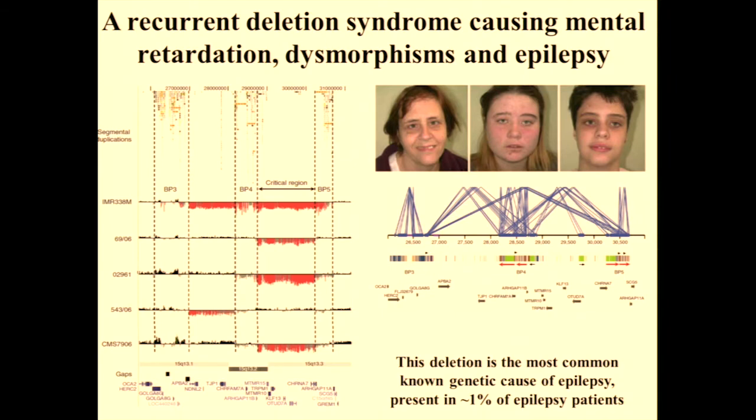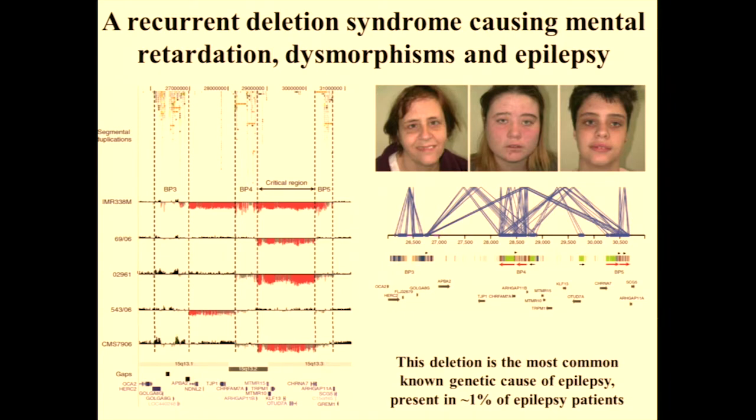This is another way of viewing it. Again, these lines joining pieces of identical sequence. And what I'm showing you here is results of a method called array CGH, where you can look at DNA copy number, and you find multiple unrelated people that have all lost exactly the same piece of DNA because of this illegitimate recombination.